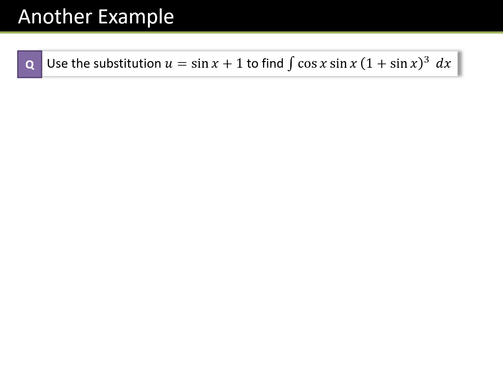Use the substitution u equals sine x plus 1 to find this integral. Notice how it's the inside of the brackets, which is the substitution. That is the case most of the time. So we want to swap every single x here for a u. Okay, so you can see straight away the brackets is just going to be u cubed. So I'm going to write that. So u cubed. We know that sine x is u minus 1.